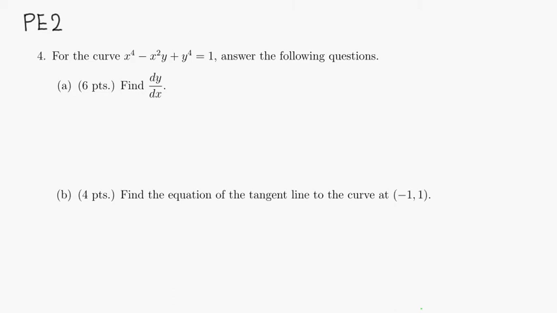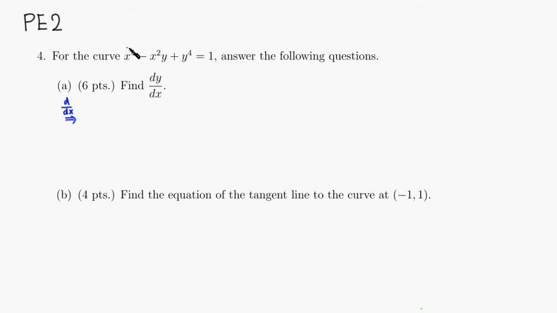Okay, let's look at practice exam 2, problem number 4. We want to use implicit differentiation to find dy over dx. So let's do that. Take the derivative of the equation with respect to x.